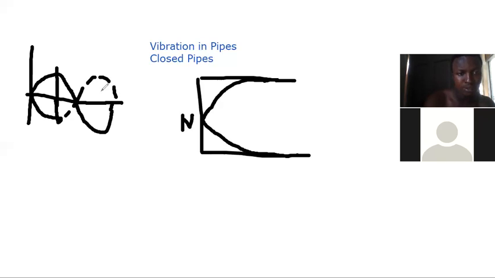Do you get the diagram? When you have something like this, from here to here is 1/4 of the wavelength, because the whole of this is 1 wavelength, so half of it will be 1/4. So the length will be equal to 1/4 of the wavelength. And here the open end will be the antinode. Do you get the mathematics here?